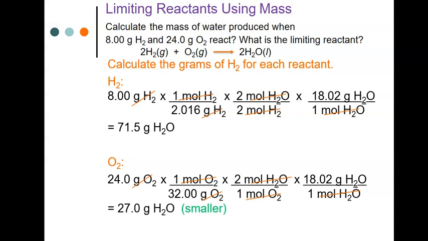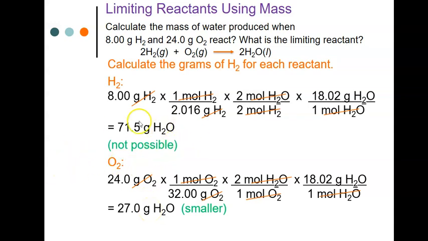27.0 grams of water. So comparing the two answers, you discover that this is the smaller amount. So that means you can only produce 27 grams of water, and oxygen will be out. You will not have any oxygen left, because you have already used all the oxygen that you have in the reaction. So oxygen is your limiting reactant.